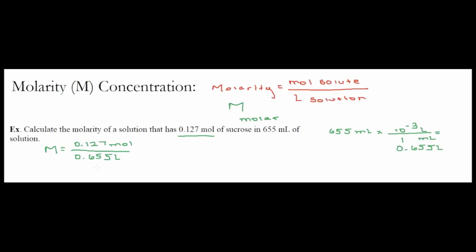And so what I get for my molarity when I do 0.127 divided by 0.655, I want 3 sig figs here. I've got 3 sig figs here. So I got 0.19389. I want to keep the 1, the 9, and the 3 is going to round up to a 4. So 0.194. And my units are molar, capital M. Make sure it's a capital M and it's molar. And that's it. Those are your molarity concentration calculations.